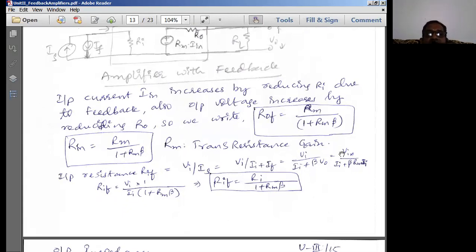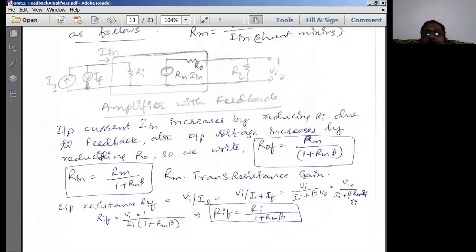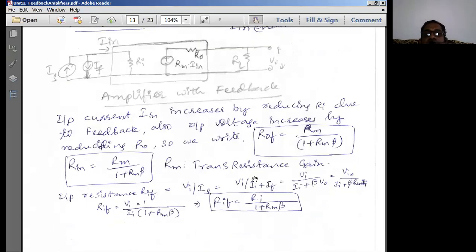Rm is the trans-resistance gain of the amplifier. Input resistance with feedback is equal to Vi by Is. Resistance is voltage by current. I am looking for input resistance, so input voltage by total overall input current, which is called Is. Is is equal to Ii plus If. I can write If is equal to beta times V naught. So what is V naught? V naught is equal to beta into Ii into Rm. So I can write this.